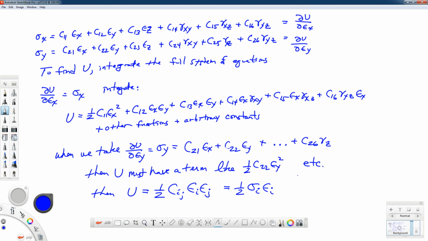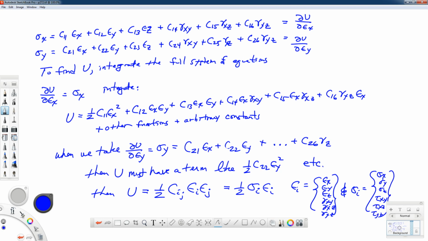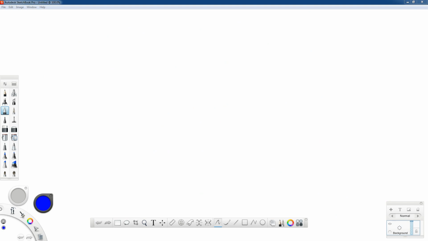where our epsilon i is our strain vector, and the sigma i is our stress vector. Go ahead and write these down. Here's our shearing stresses. And so with that, we're in a position to take a look at our reduction to isotropic materials.